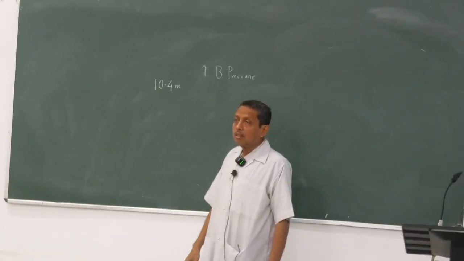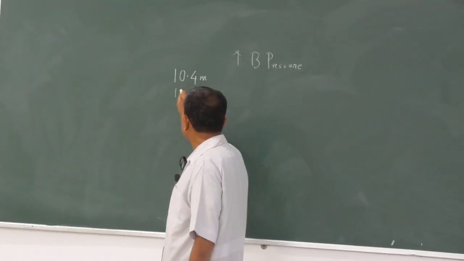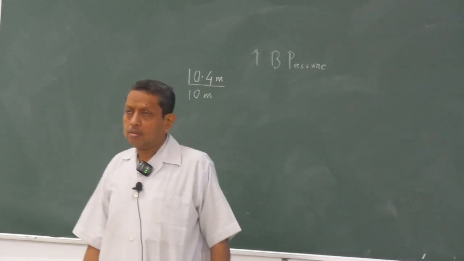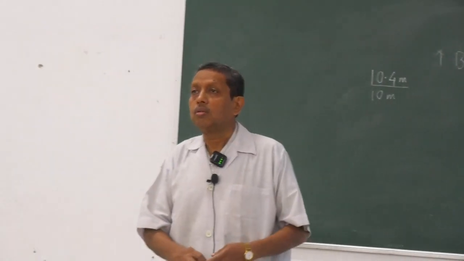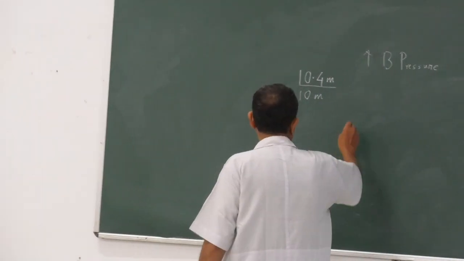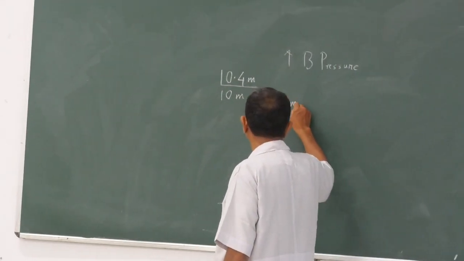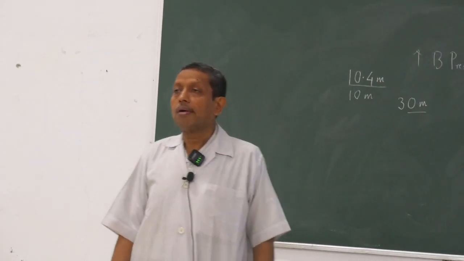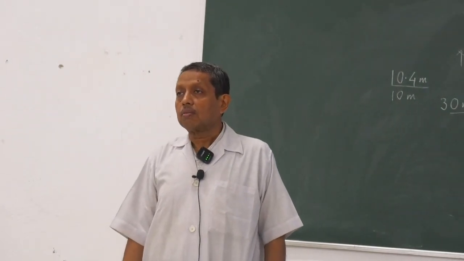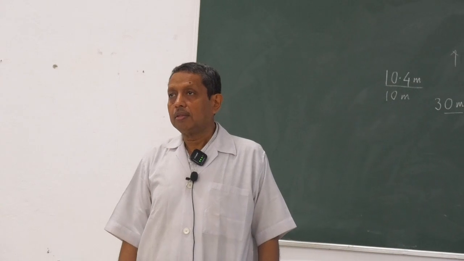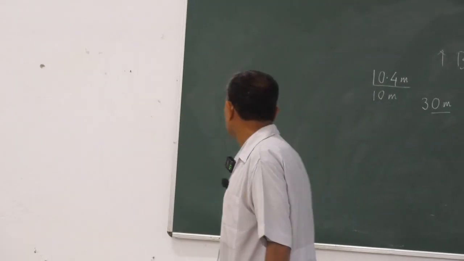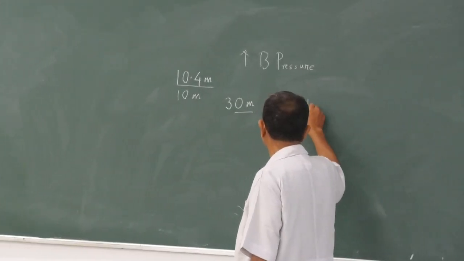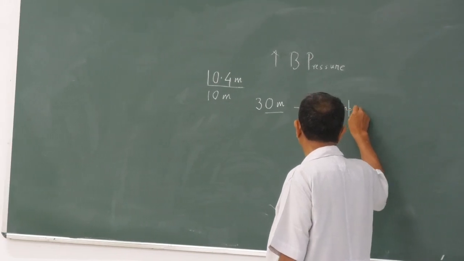of water, and in case of sea water, 10 meter depth increases. So at a depth of 30 meter or so, the increased, that is the total pressure, is equal to 4 atmospheric pressure.